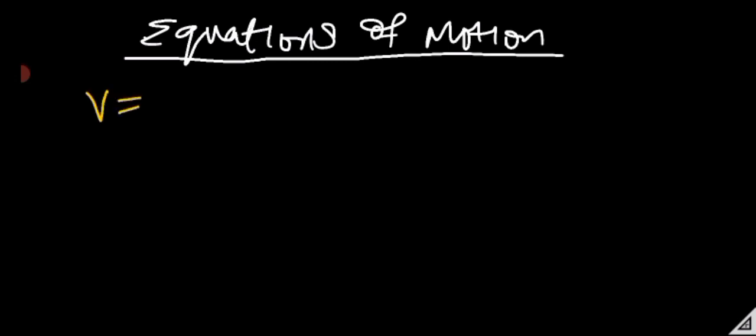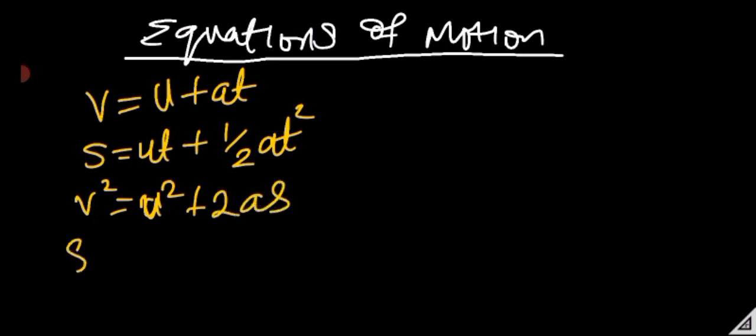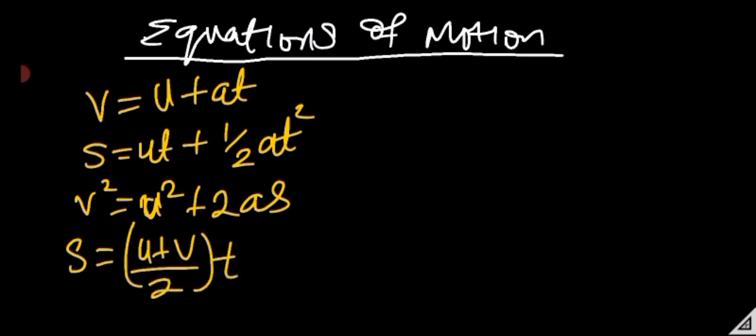I did a thorough lecture on this topic, so go to my first video to learn the derivation and everything. I'm doing revision right now. The first one is v is equal to u plus at. Second one is s is equal to ut plus half at squared. The third one is v squared is equal to u squared plus 2as. And the last one is s is equal to u plus v all over 2 times t.